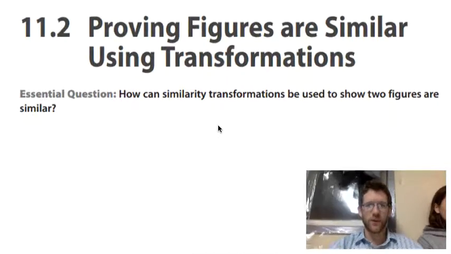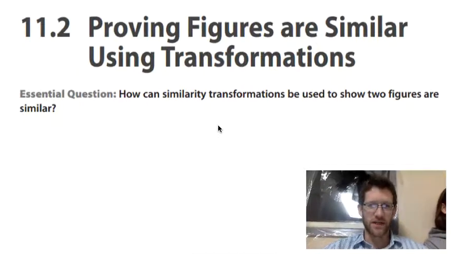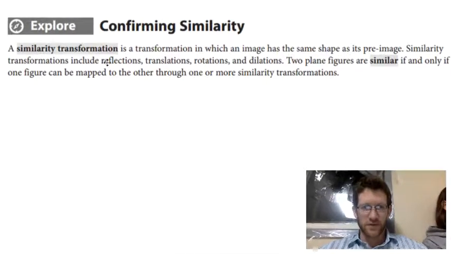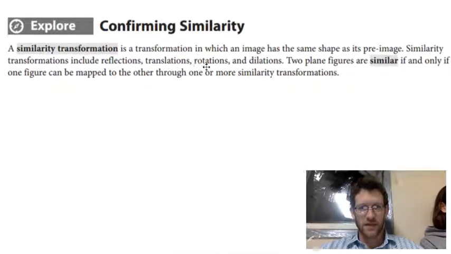This is 11.2, proving figures are similar using transformations. Just as a review of what similarity is, remember things are similar if and only if they can be mapped to each other through similarity transformations. These transformations are rigid motions: reflections, translations, and rotations, as well as the new one, dilations. As a general rule of thumb, similarities preserve shape but do not necessarily preserve size.